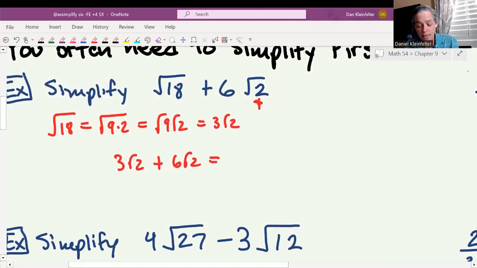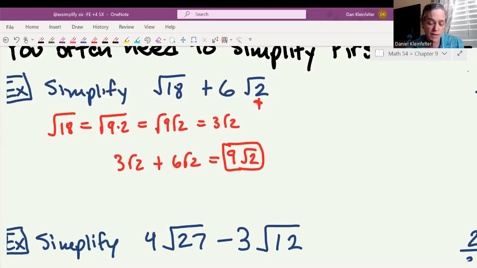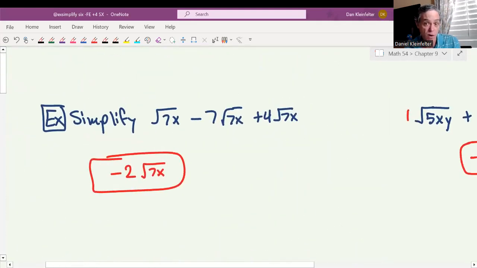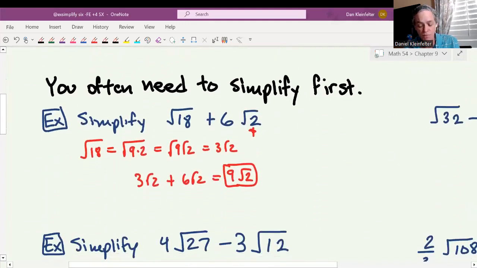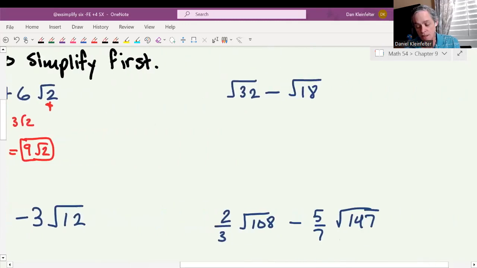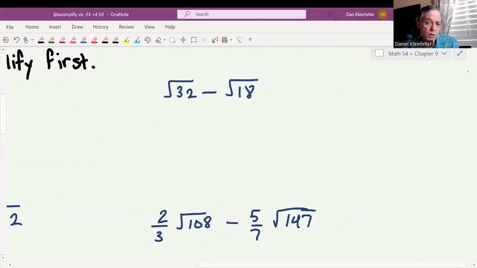3 plus 6, that's 9 of those square roots of 2. So realistically, when you're doing problems like this, you're not going to have ones where they're already like terms. Most often you need to simplify first, as we did here. Let's try another. Here, the square root of 32 minus the square root of 18. The more practice with this you get, the more you're going to recognize these things.